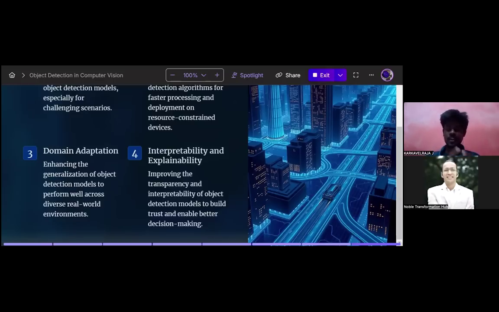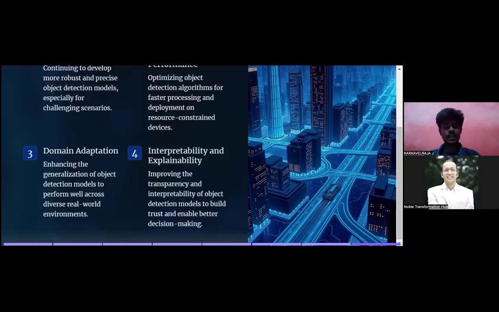This kind of domain adaptation is very important when we are going for object detection, because consider we are doing object detection of something like a car that crosses the limit. We need to know what the limit is, then only can we apply the object detection. These kinds of things help us understand the domain better. Next, interpretability and explainability: improving the transparency and interpretability of object detection models to build trust as well as enable better decision making.